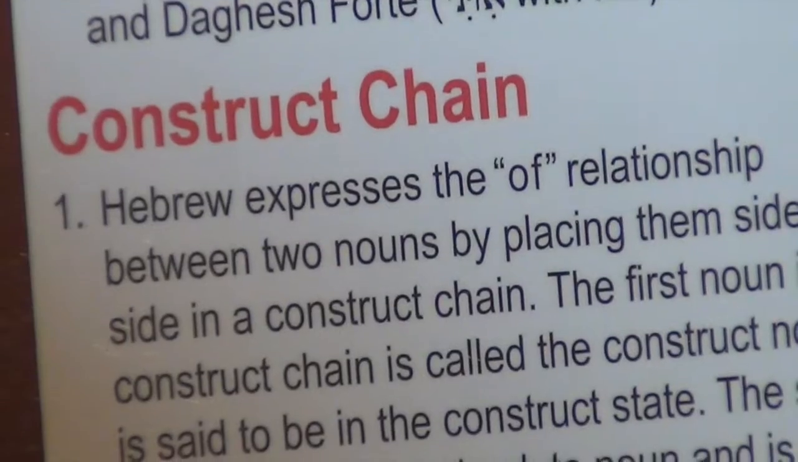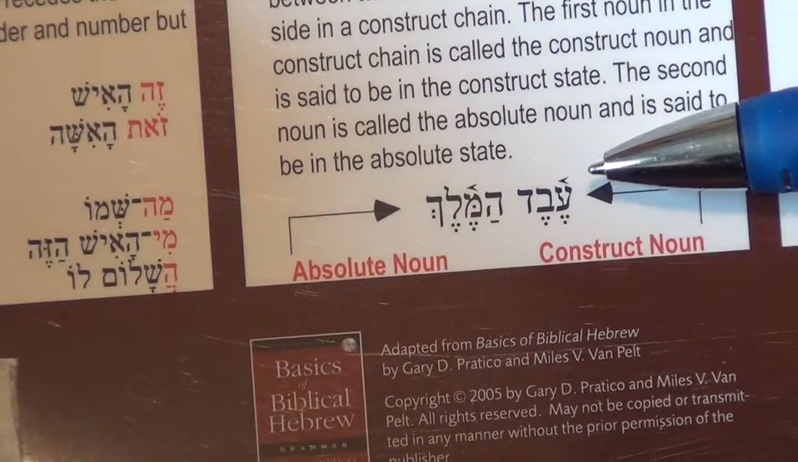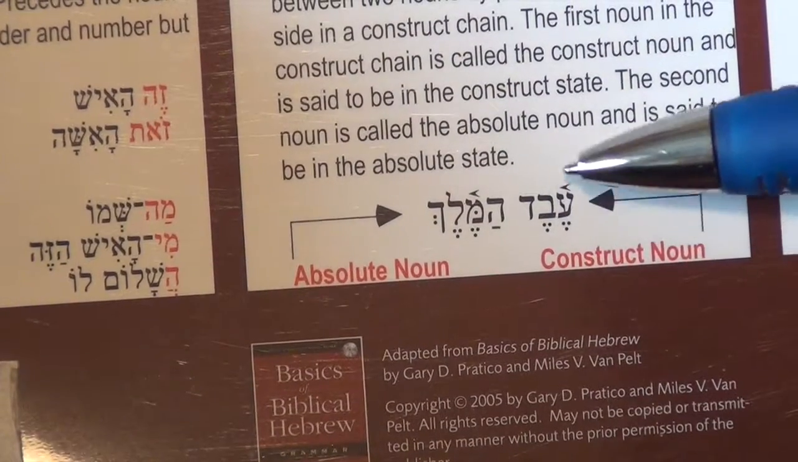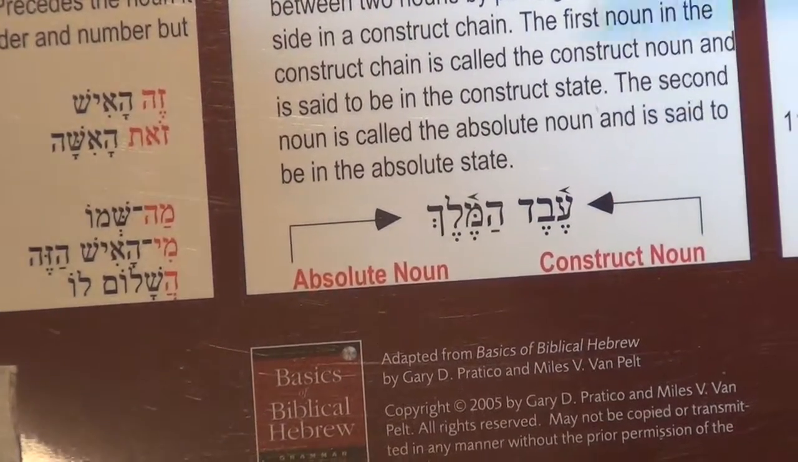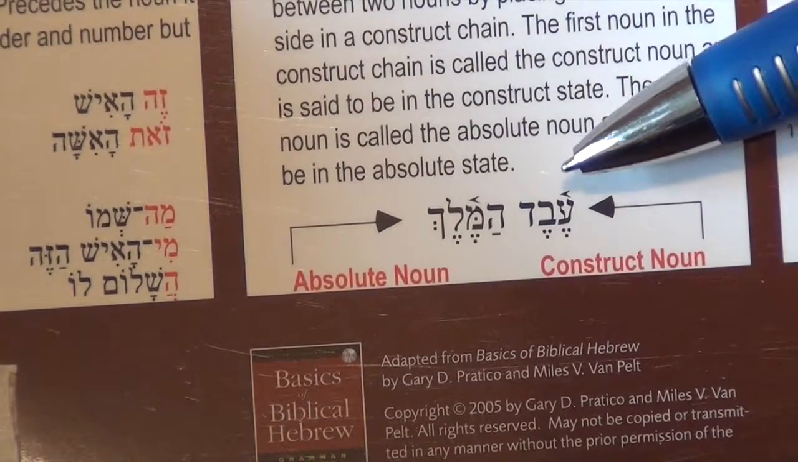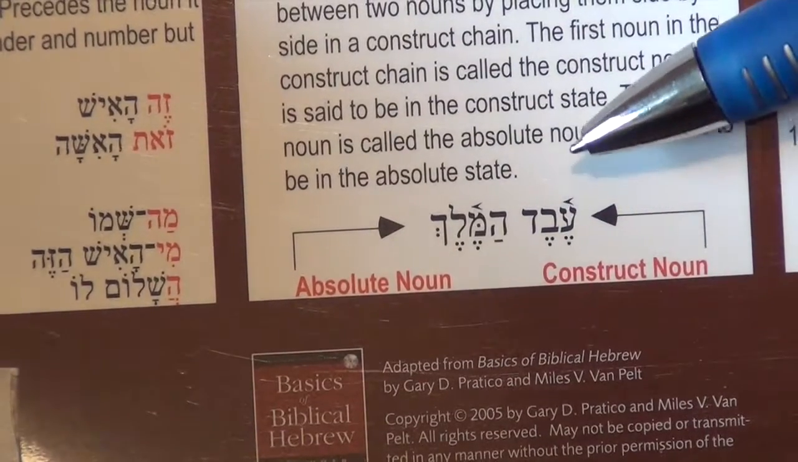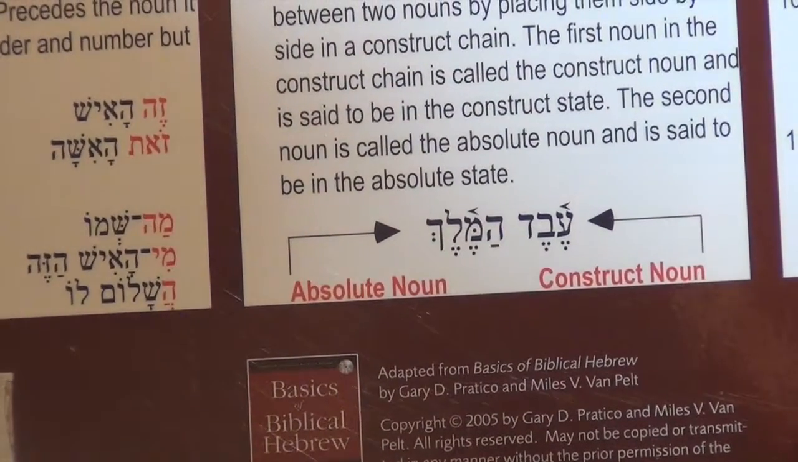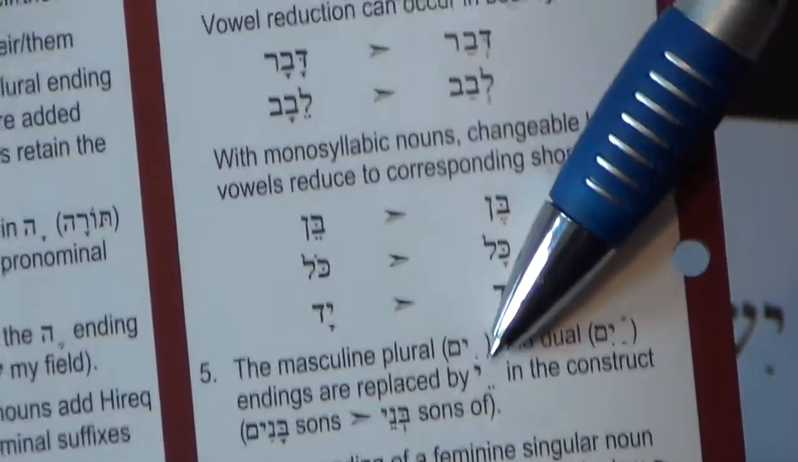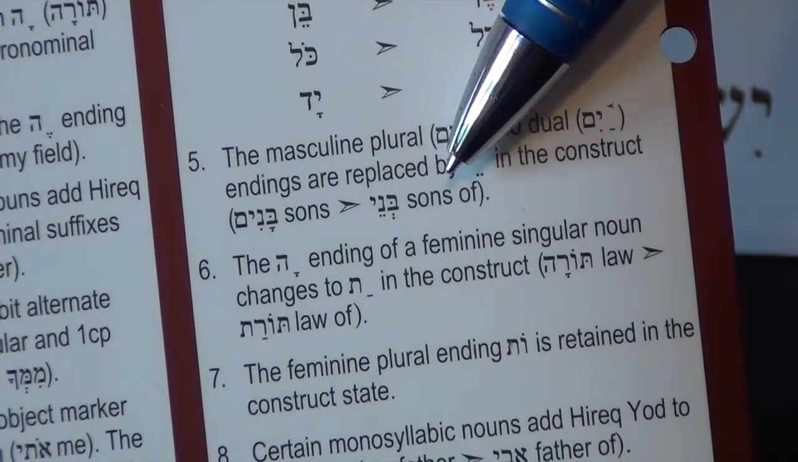This is the construct chain which we have met, when two nouns are joined together, corresponding to the English of. The first noun gets some changes, usually changes in the vowel, and so that indicates: eved, servant, and hamelech is the king. So the construct chain, meaning they're linked together, and we would translate it as servant of the king. And it says down here the masculine plural endings are replaced by just a Y in the construct, and we saw that in the example that we had.